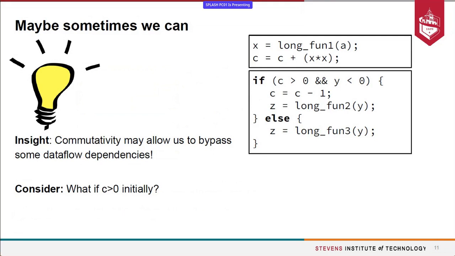For this example, let's consider the case where c is greater than 0 initially. Then, let's just say without loss of generality, that y is less than 0. We know that after the second line, c is going to remain greater than 0 because x squared is going to be non-negative here. So we're going to go down that first branch, just as in the case where if we execute the second block first, we would still take that first branch. And then the result here is we're going to have these two updates on c, which commute due to the algebraic properties of addition.